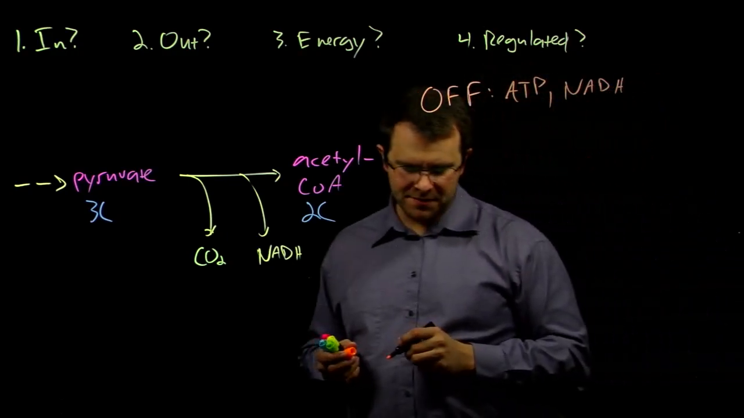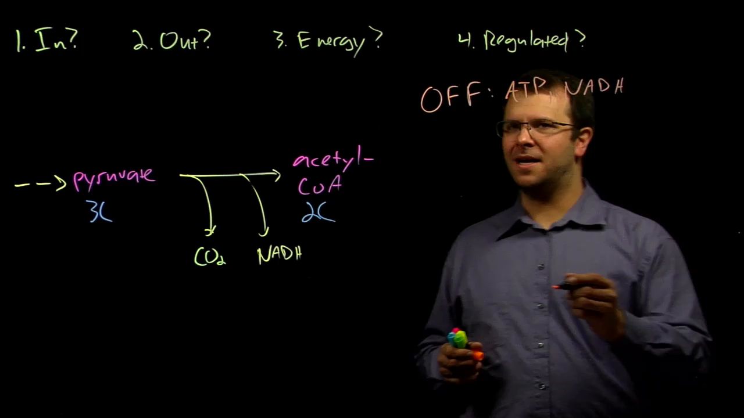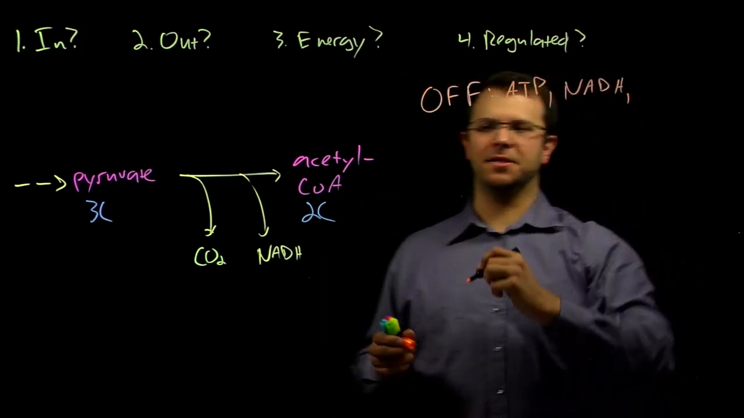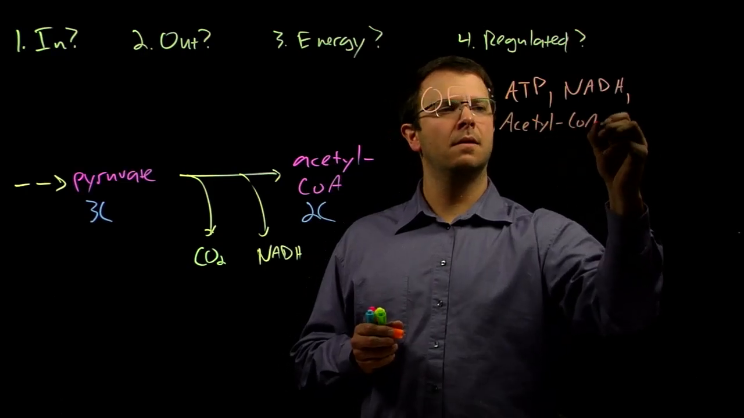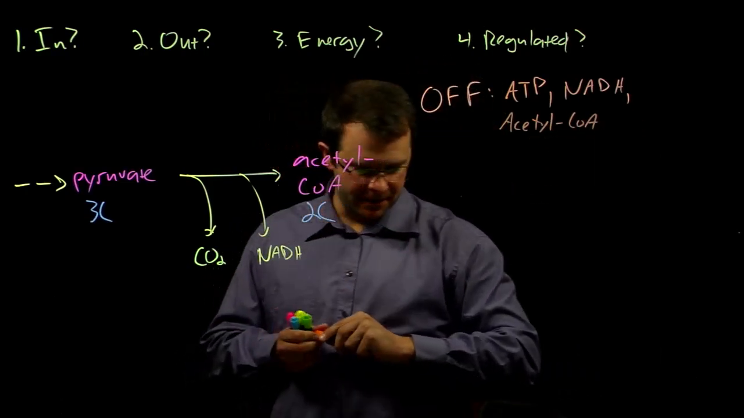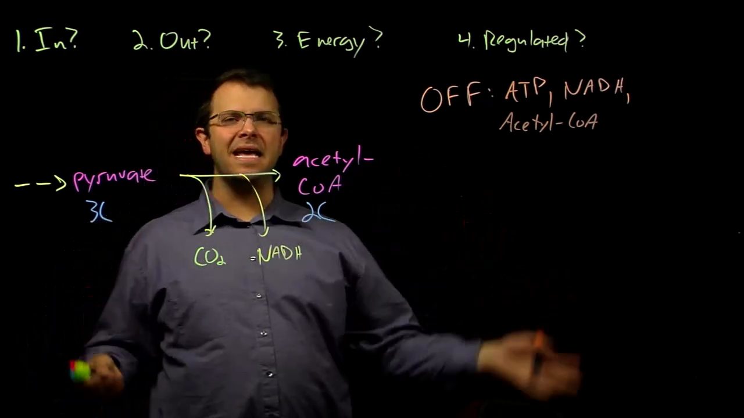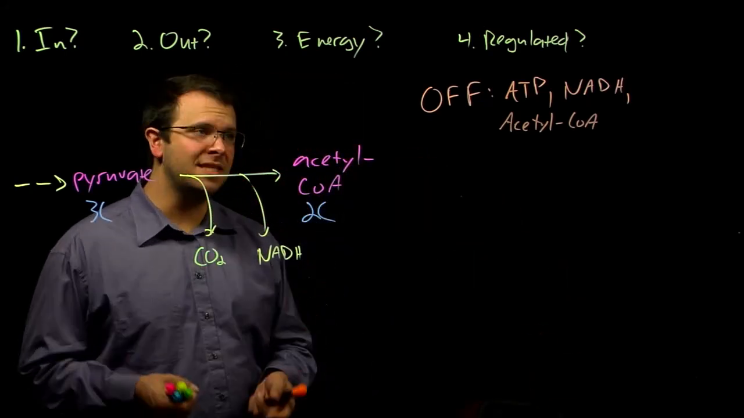We've already met both of them. In addition, the pyruvate dehydrogenase complex is also turned off by its output molecule, right? So acetyl-CoA also turns off the pyruvate dehydrogenase complex. And so there's this negative regulation, this negative feedback loop. It's a motif that we've seen already.